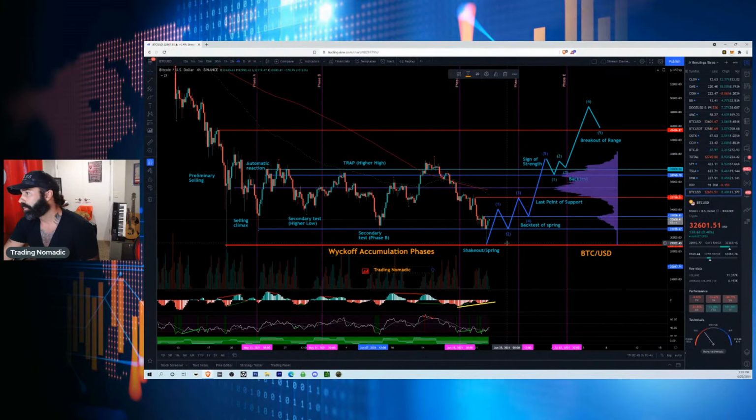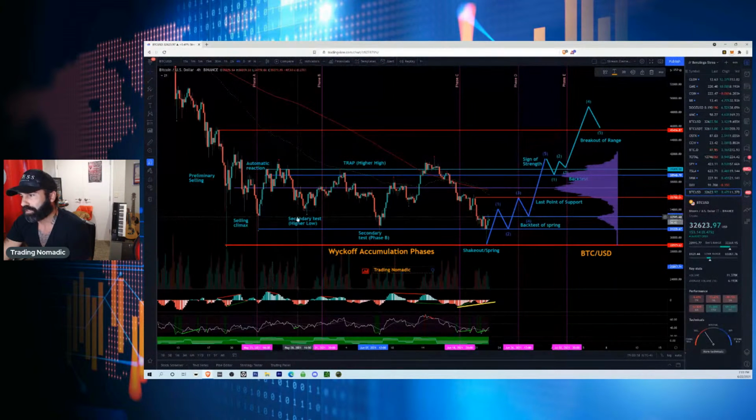Right now, we did talk about it before, and I think we were a little bit early. But I do believe right now we are in phase C. Initially, you get this preliminary selling, you get the selling climax down here, you got this wick up, showing there's obviously a lot of buy pressure pushing this asset back up. Which is the automatic reaction. It's a spring up off the bottom of that selling climax. And then we come down and we make our secondary test of these lows.